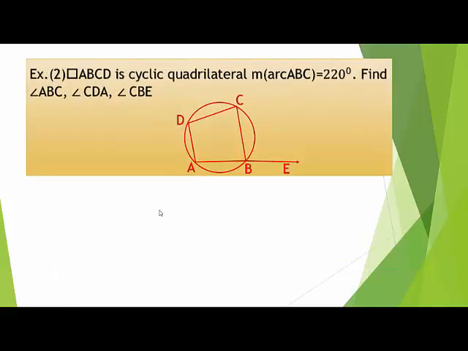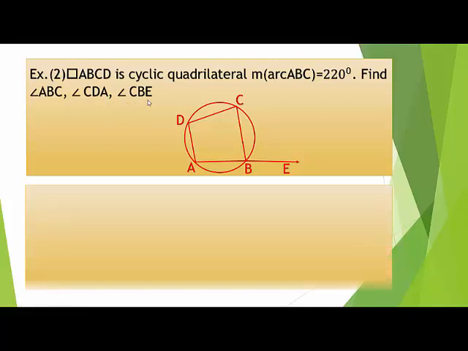Now we see one more example, the second example. Quadrilateral ABCD is a cyclic quadrilateral. Measure arc ABC is equal to 220 degrees. Find angle ABC, angle CDA, and angle CBE. So we see our solution of this.